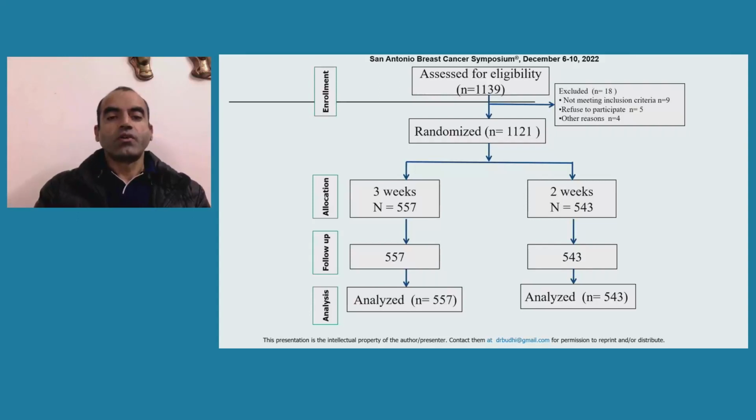So overall, we assessed 1139 patients for eligibility, and 18 patients were excluded. 9 didn't meet the inclusion criteria, 5 patients refused to participate in the trial, and 4 patients had other reasons. So a total of 1121 patients were randomized in 2 arms, 557 in the 3-week arm and 543 patients in the 2-week arm. And these patients were followed up and analyzed.